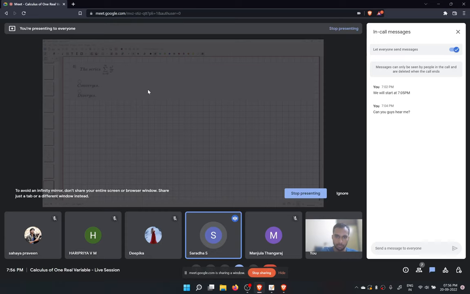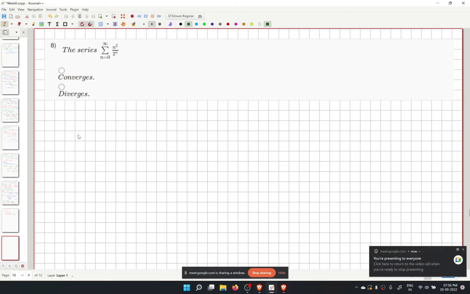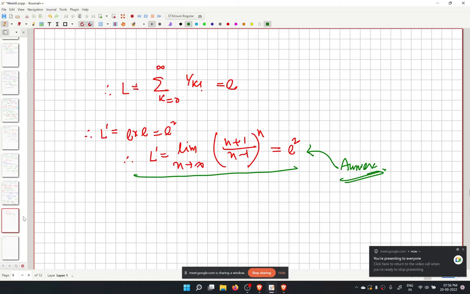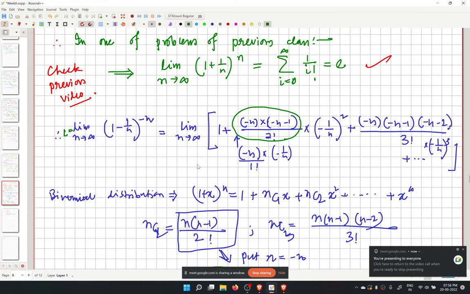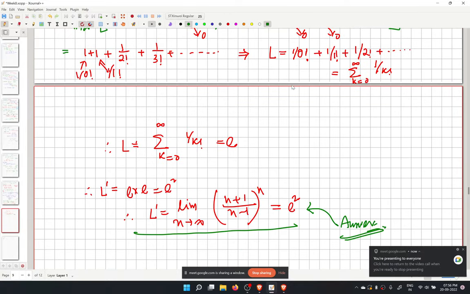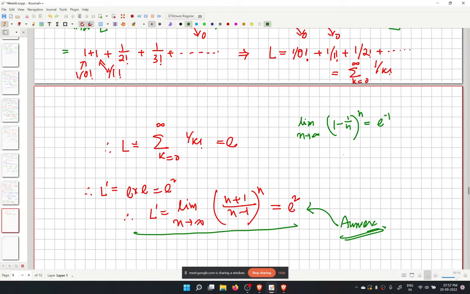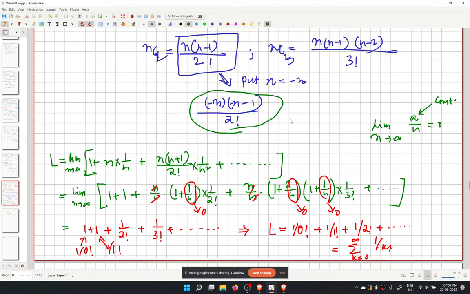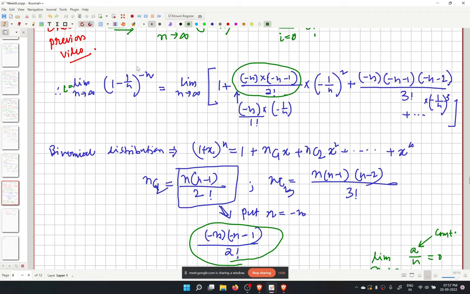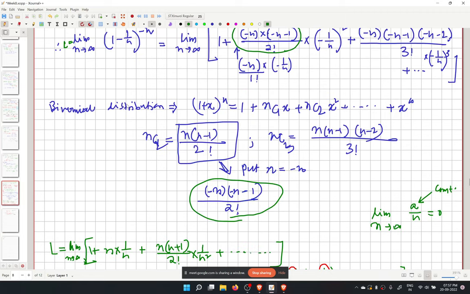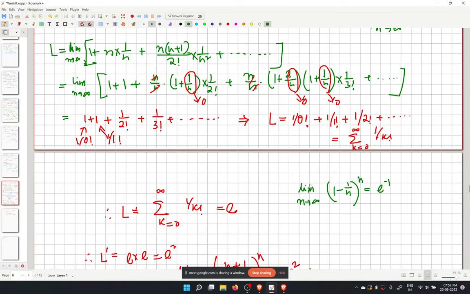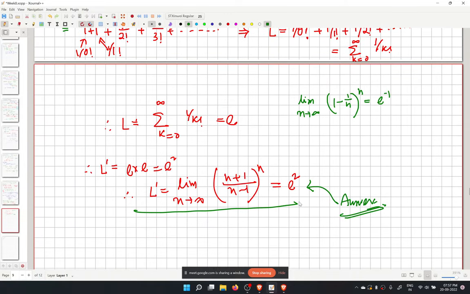Sir, can I ask a doubt? Yeah, sure, go ahead. Sir, the limit as n tends to infinity of (1 minus 1 by n) the whole raised to n, the answer is E raised to minus 1, right? So what you are saying is this is E inverse. Yes. Right. But what we have expanded here has a minus term. Okay, sir. So you can just proceed like this and you will get the final answer, which will be E square.